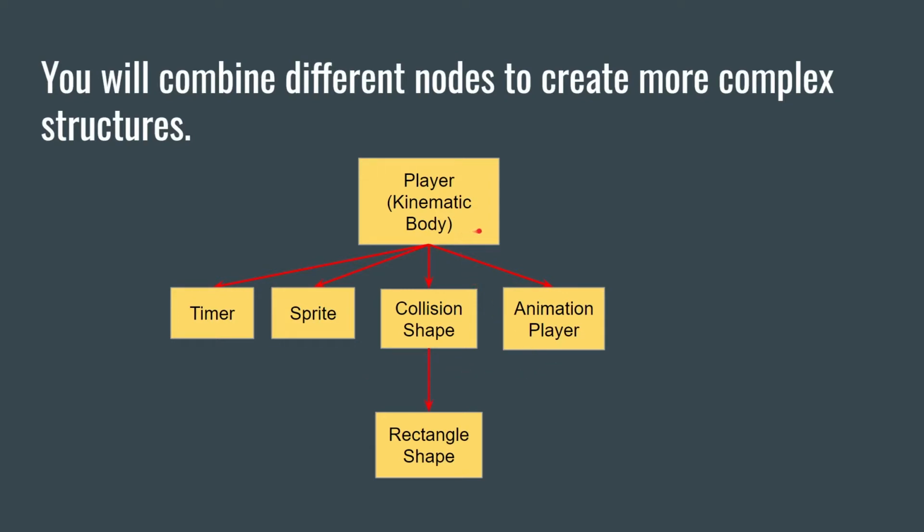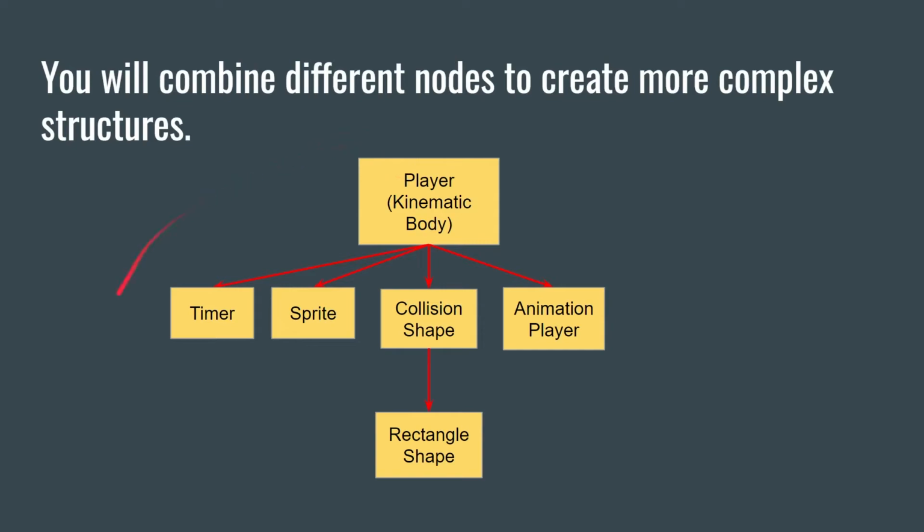The player node by itself is just a kinematic body. It doesn't have the functionality of a sprite, it doesn't have the functionality of an animation player. But when we combine them together like this, we can create a much more useful structure that we can use in our games. I should also say that a scene is made out of nodes.